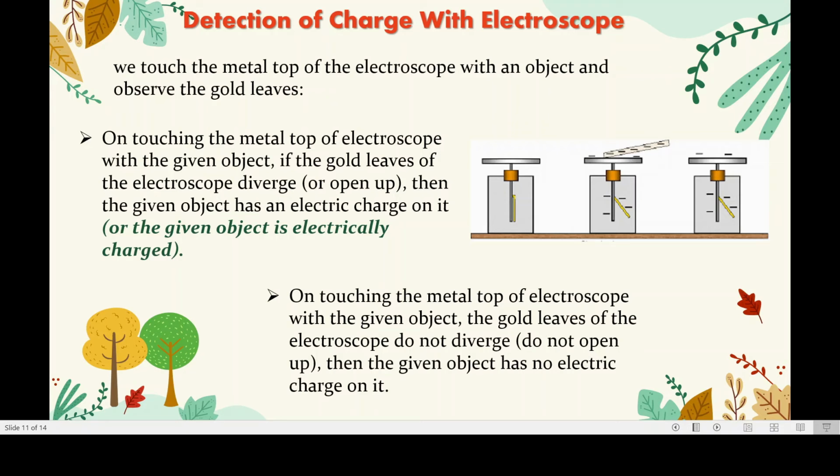When we touch the metal top of the electroscope with an object and observe the gold leaves, if the gold leaves of the electroscope diverge, that is, open up, then the given object has an electric charge on it. On the other hand, if the gold leaves do not diverge, that is, do not open up, then the given object has no electric charge on it.